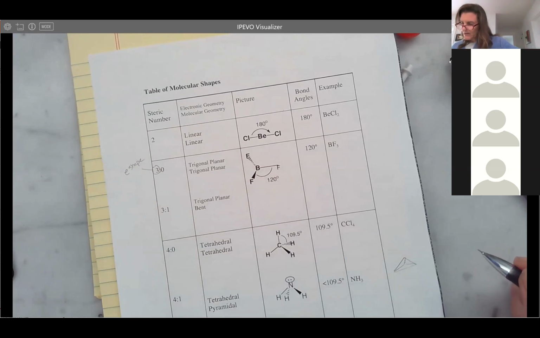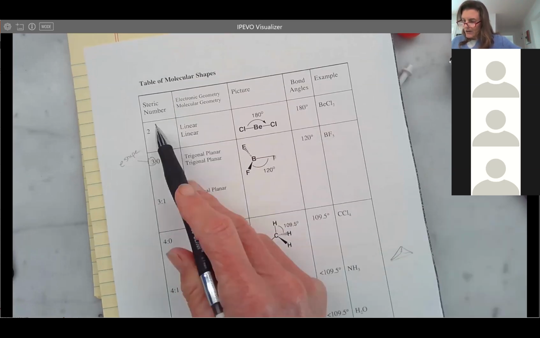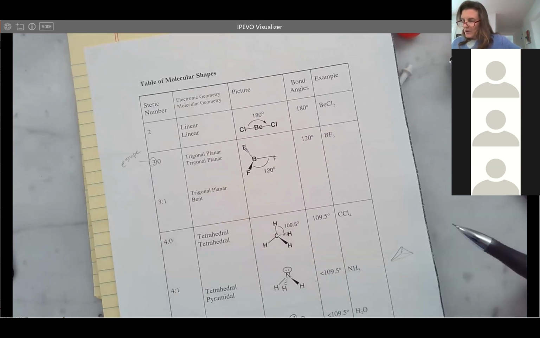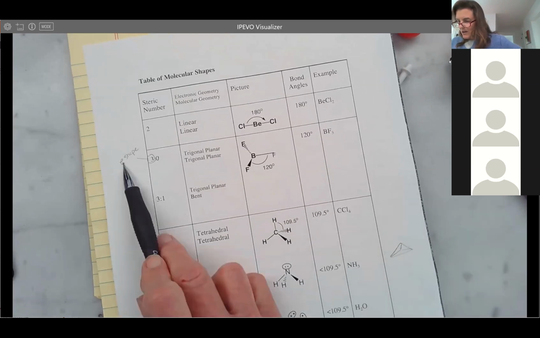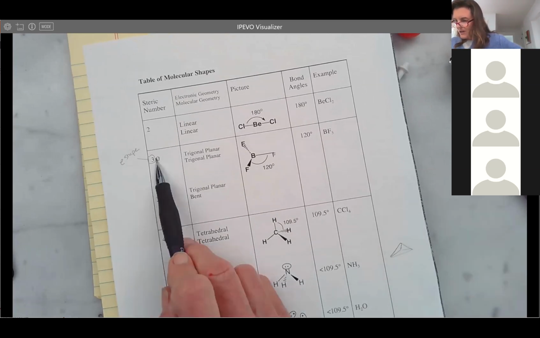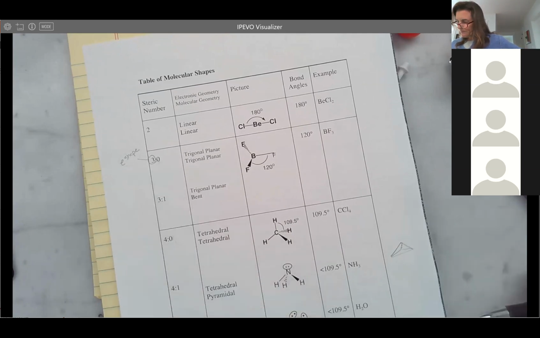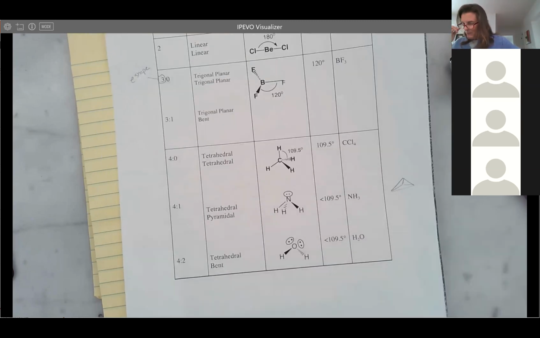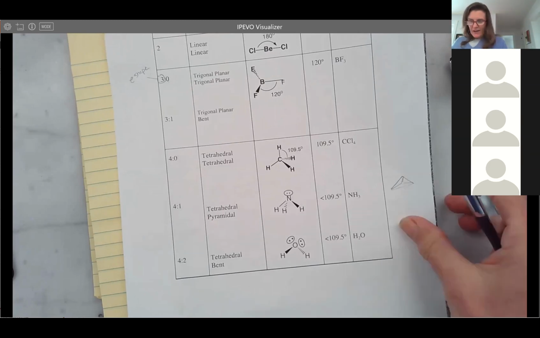Yeah. So each molecule has an electronic geometry and a molecular geometry. And those names are the same if there's no unbonded pairs. For the molecular shape, you have to take into account the electronic shape and the number of unbonded pairs. Okay.